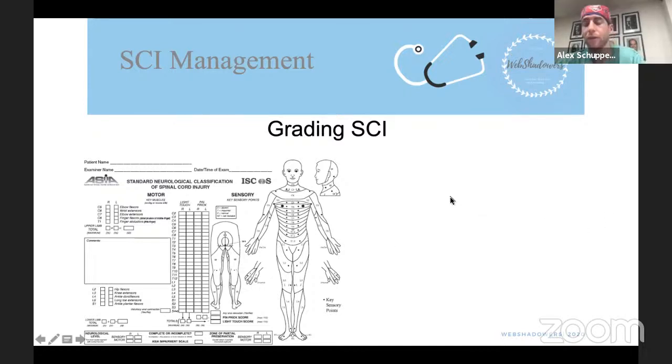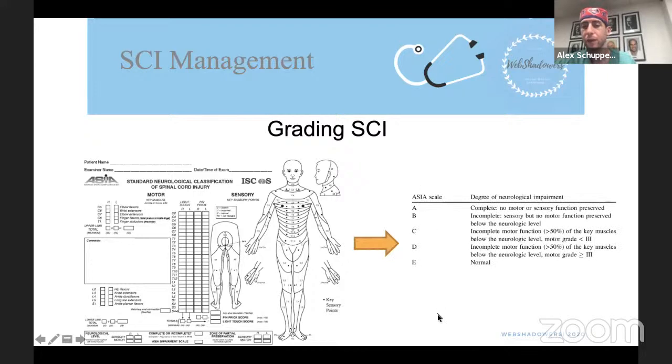So understanding where each nerve is responsible for is really important in terms of grading a spinal cord injury. There's this really complex system called the ASIA system. So this is like the classic sheet that you fill out of how to grade a spinal cord injury. Essentially, guys, it boils down into this, okay?